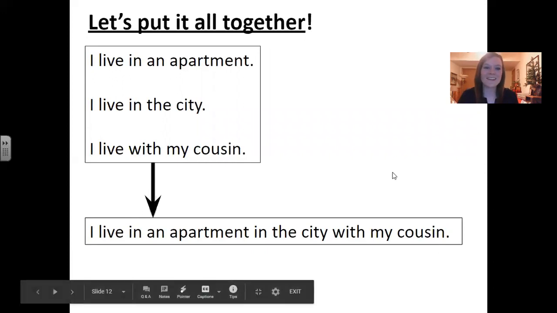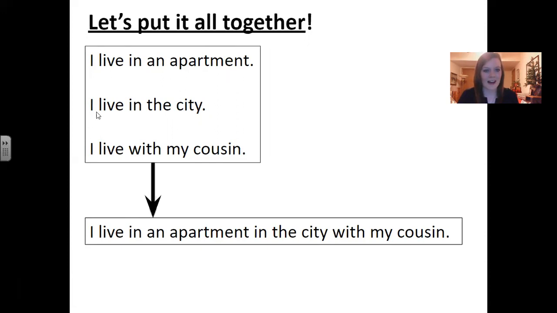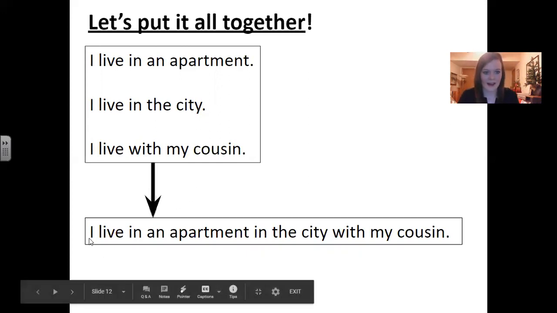Let's try another example. I live in an apartment. I live in the city. I live with my cousin. Let's take these 3 sentences and put them together. I live in an apartment in the city with my cousin.